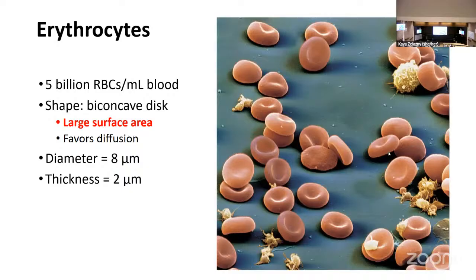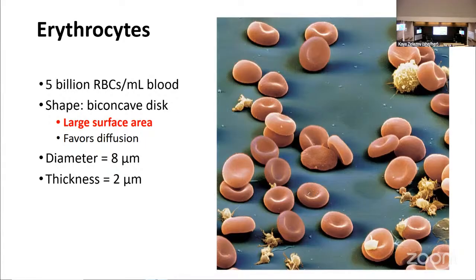One of those specializations is their shape. We refer to them formally as a biconcave disc. I think of them kind of like a donut with the hole a little bit filled in. What this does is it gives them a lot of surface area relative to their volume. So this helps stuff diffuse.